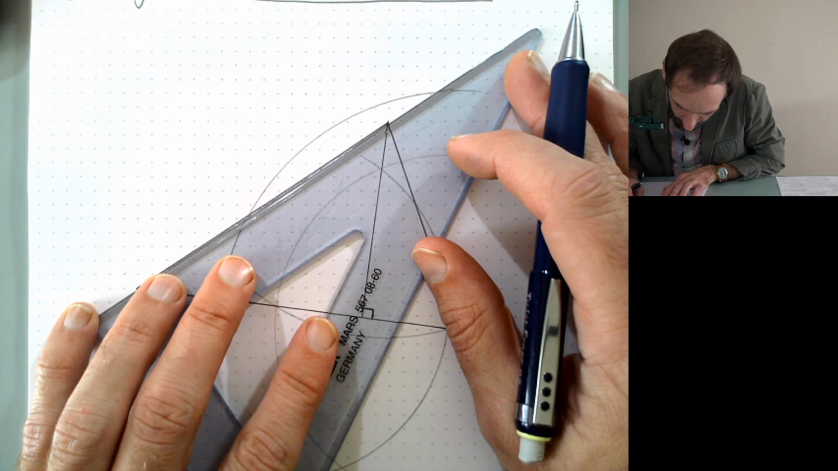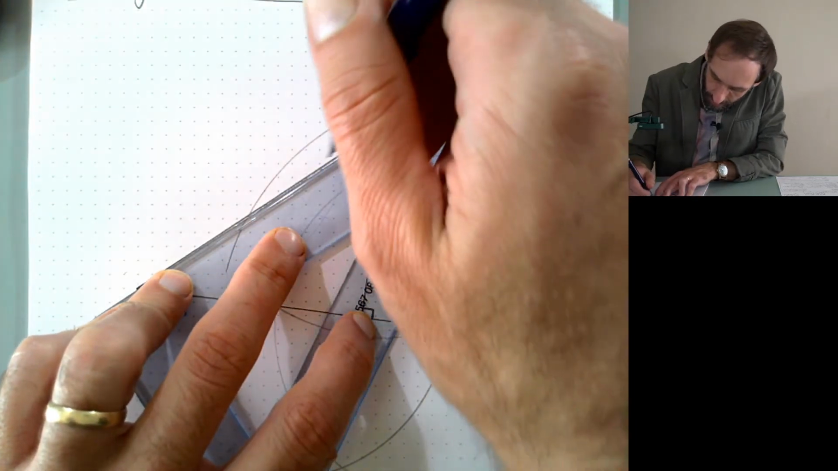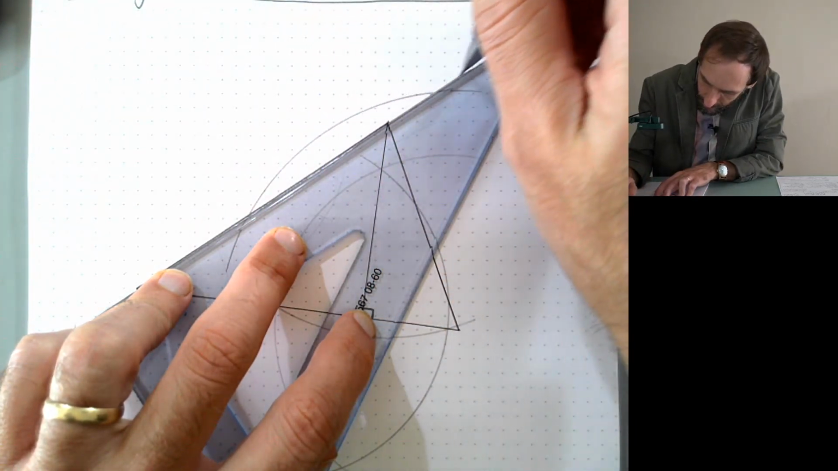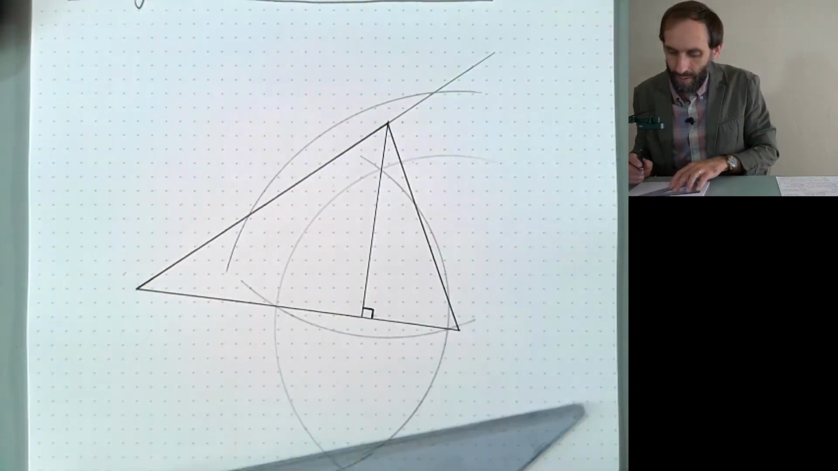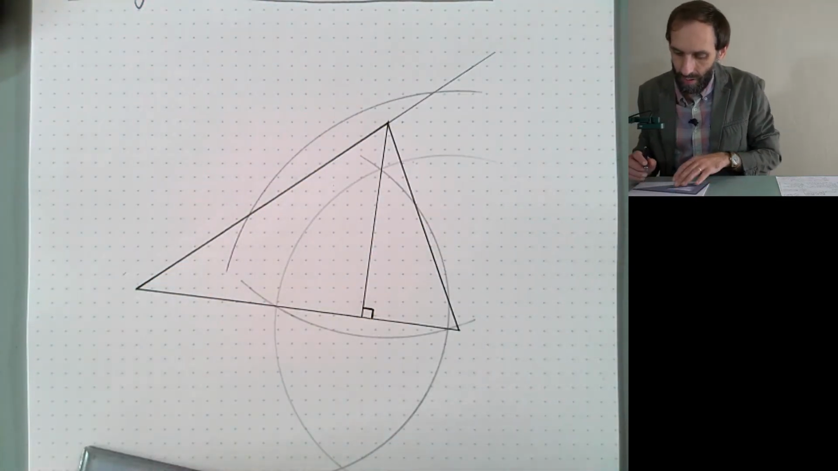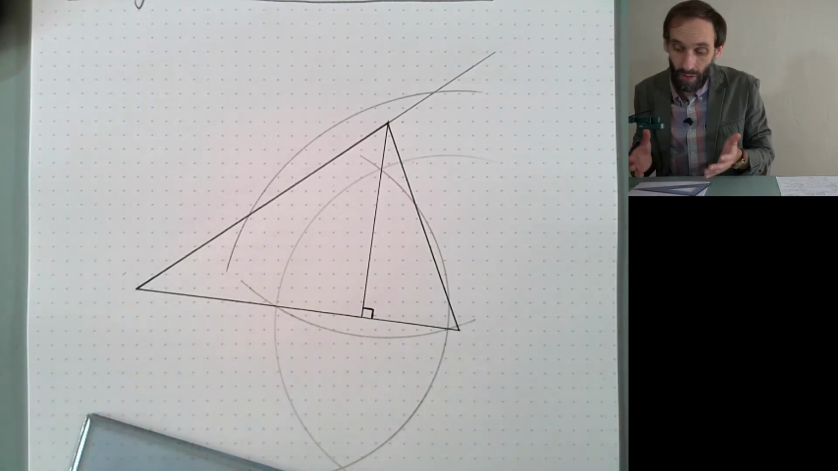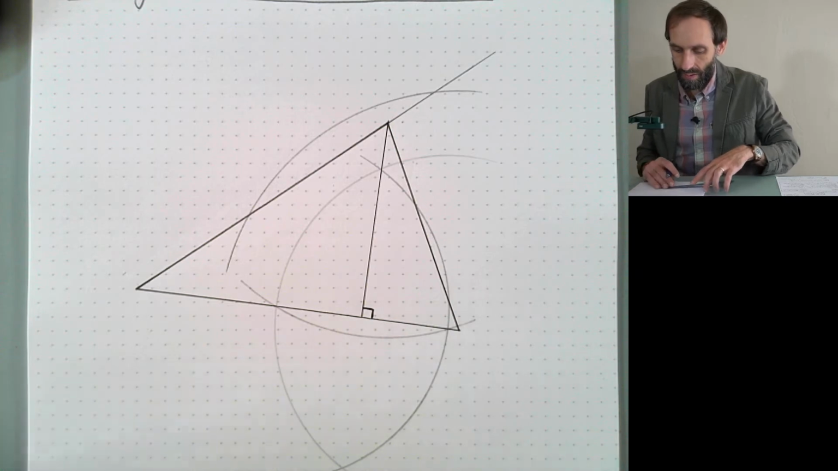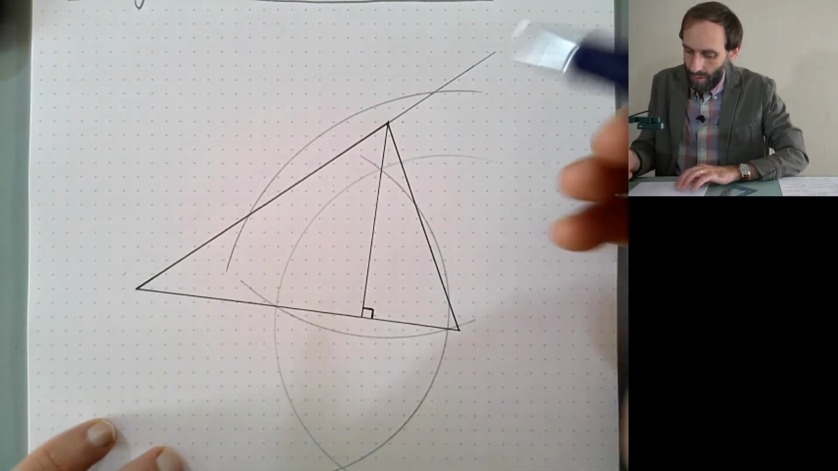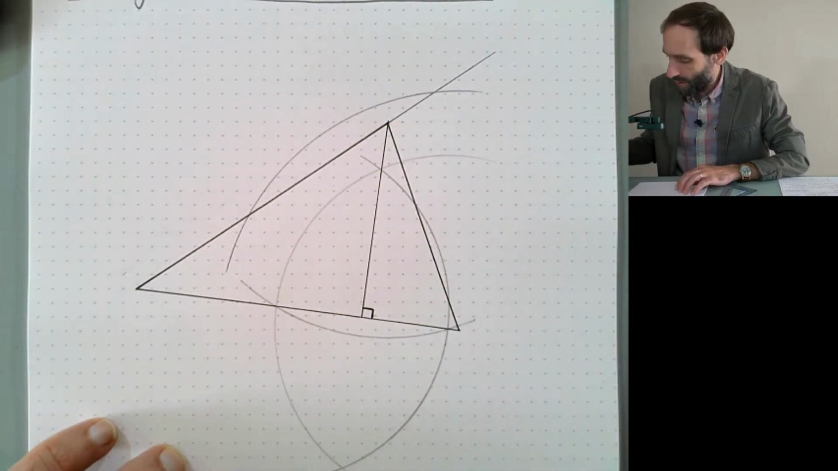And this is something that you'll often have to do when constructing the orthocenter. In fact, sometimes the orthocenter ends up being outside the triangle. And in that case, like if you have an obtuse angle, then you'll definitely need to be extending some of these sides of the triangle. Okay, so now I have those 2 points there.